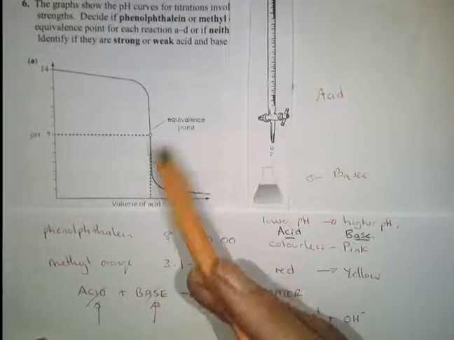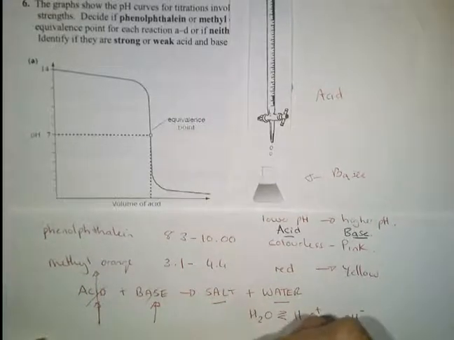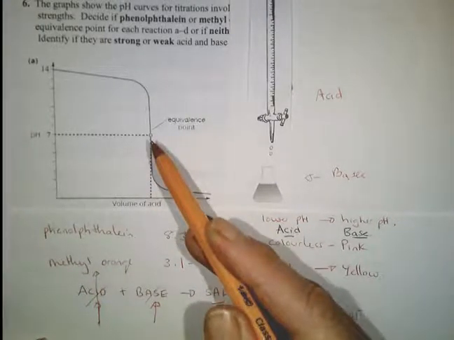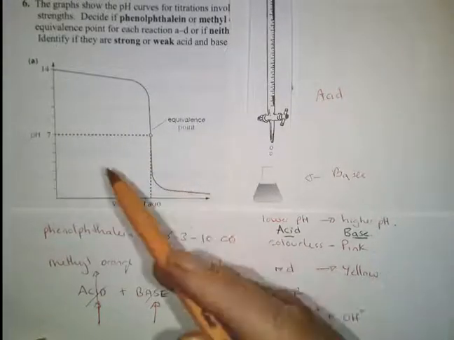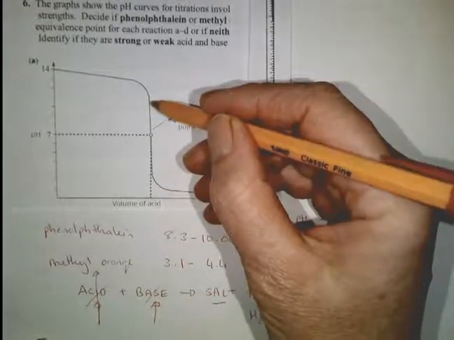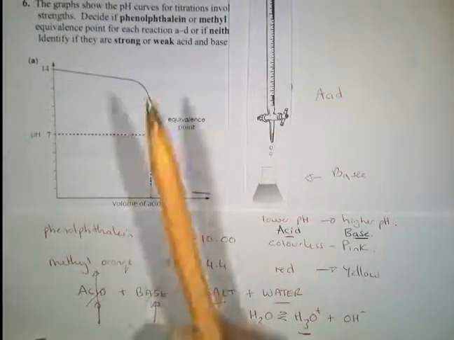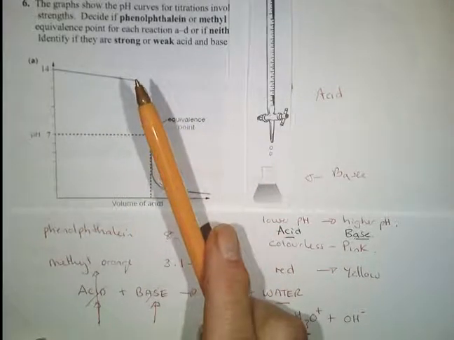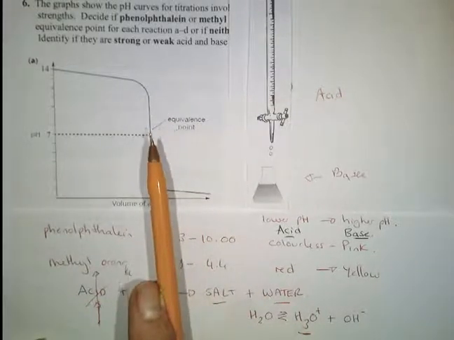So after this point, you're continuing to add acid. So now you've got too much acid. So the pH, instead of just being salt and water from now on, you've got more acid, which is why the pH is coming down here. If we could stretch this graph right out, you would see that that line there is actually tilted slightly, but because it's here, you can't see that it's on an angle.